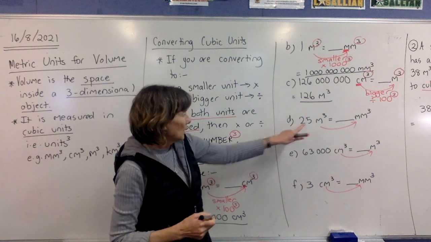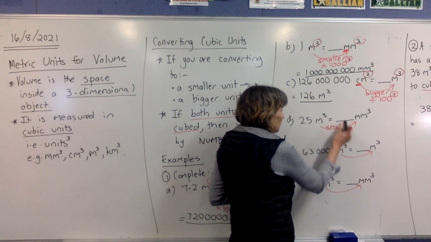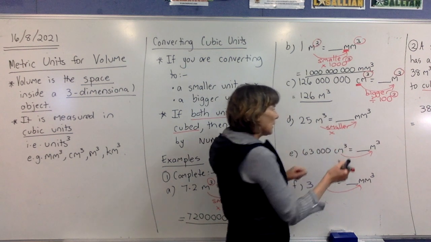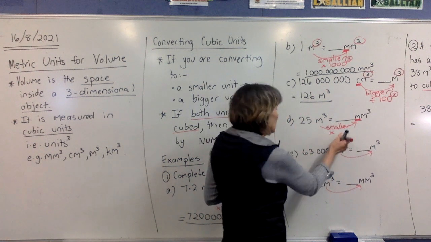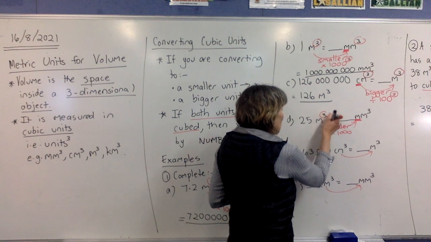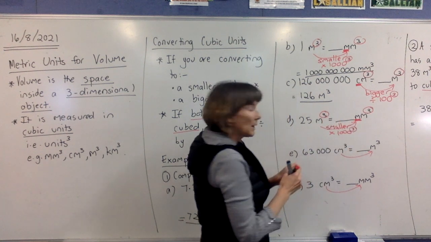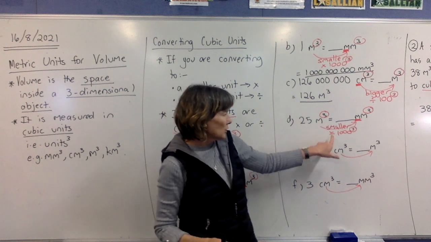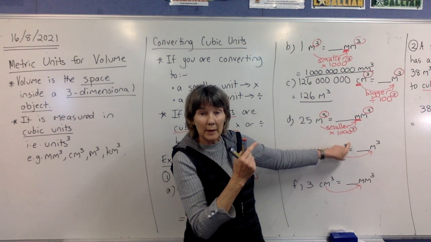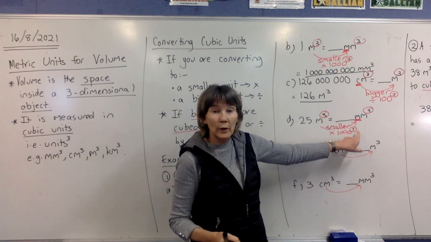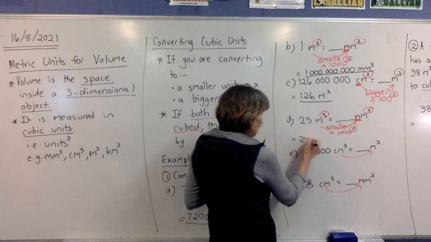Okay, next one. We're going from metres cubed to millimetres cubed. We're going to a smaller unit. So we're going to times. Look for your prefix. Little m is milli. Milli is 1,000. Cubed for your units and cubed here. So we're going to do 25 times 1000, press the power key up next to the squared, put your 3 there, then press equals. And you should get this answer.